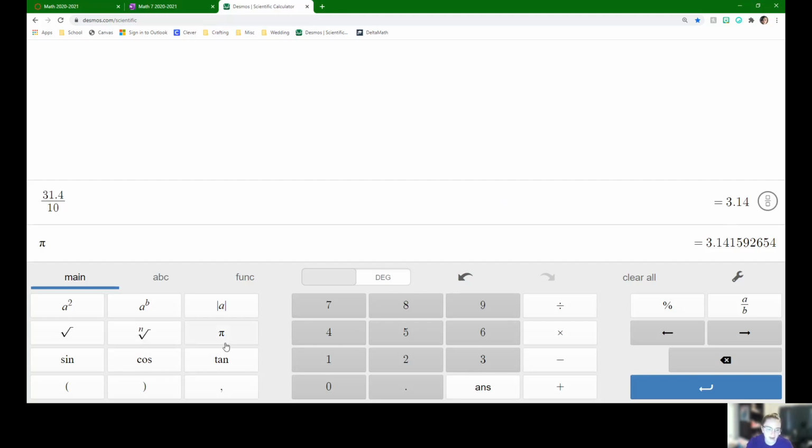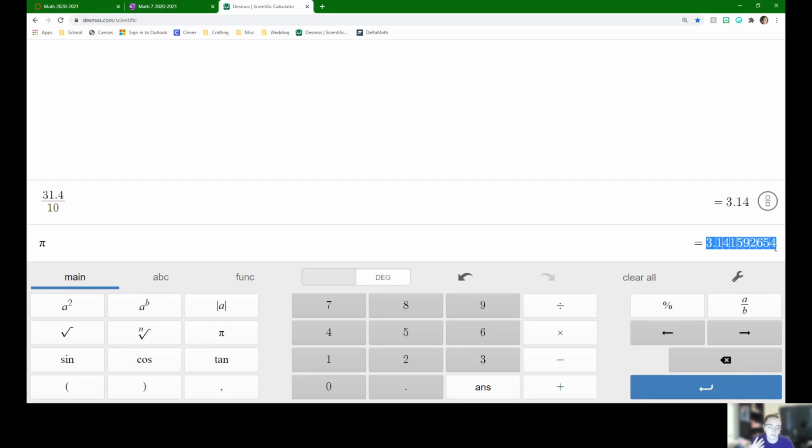We're going to be using this pi button a lot today, because this is the constant of proportionality between circumference around a circle and diameter straight across the middle of a circle. That is what pi is. And because circles are weird, it's what we call an irrational number, which means this decimal never repeats and it never ends. It goes on forever.